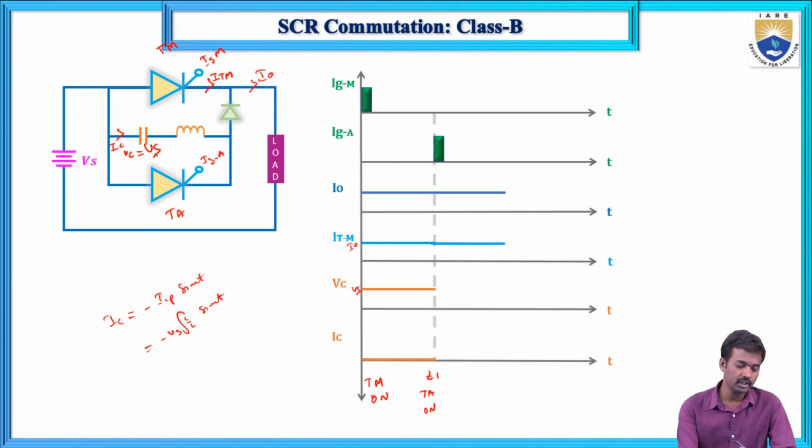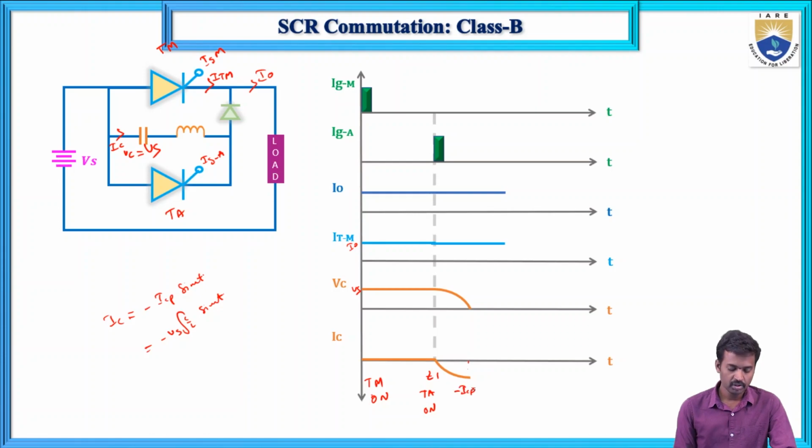The capacitor voltage is initially Vs and it is discharging, which means the voltage will decrease to zero first. This current is minus ICP sine omega t, and here the current reaches its negative maximum value, minus ICP.